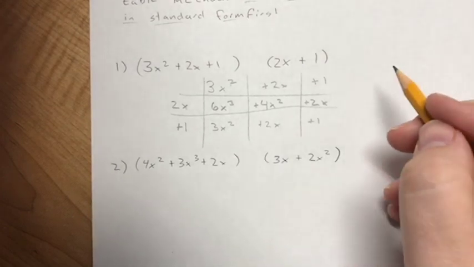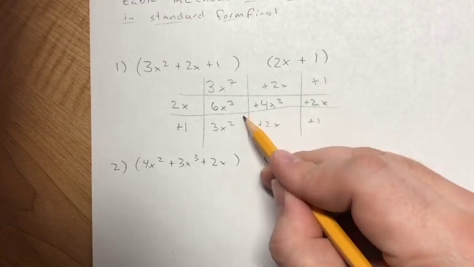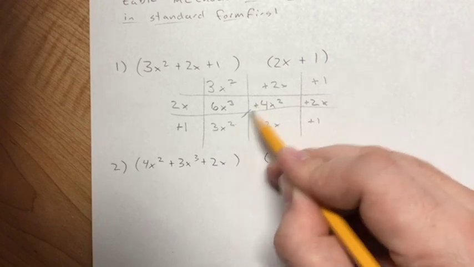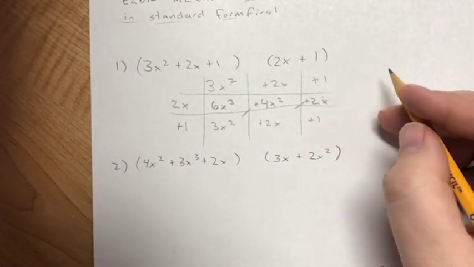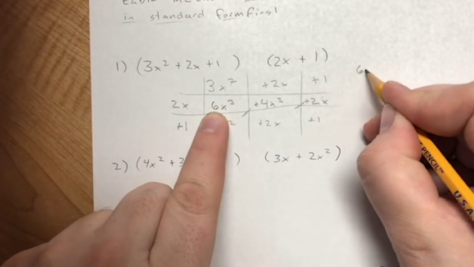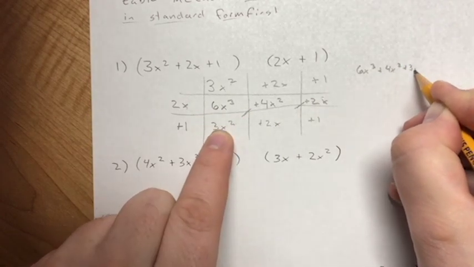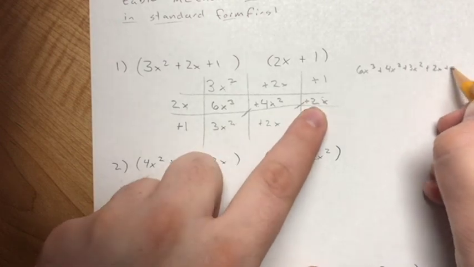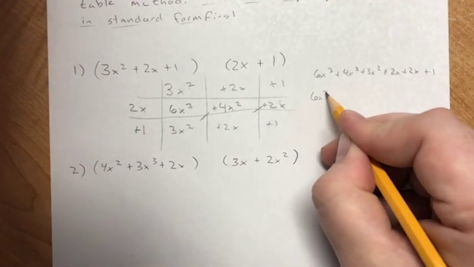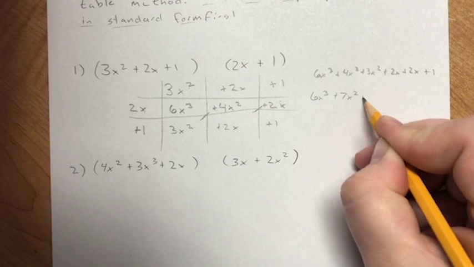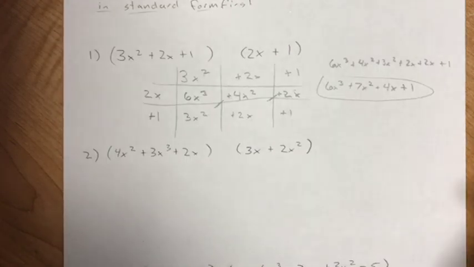Now that I have done that, it's a matter of combining like terms. And this is why it's so nice with a table method. The diagonals, these two right here, are like terms. These two right here are like terms. So the ones that are diagonal are like terms. And now it's just a matter of putting things down. I have 6x to the third plus 4x squared plus 3x squared plus 2x plus 2x plus 1. Combine my like terms: 6x to the third plus 7x squared plus 4x plus 1. I am done. All right, let's do the next one together.